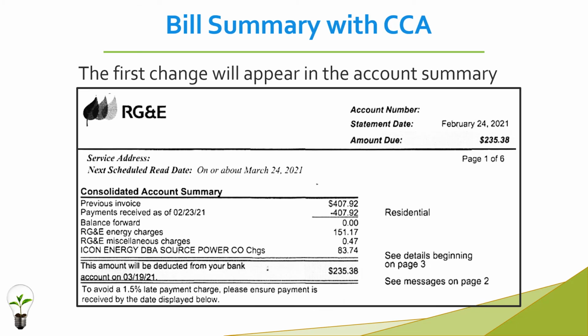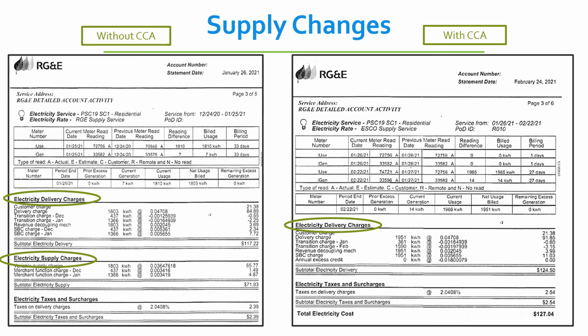So now this is what your account summary will look like if you are participating in a CCA program. You'll see that you now have a third-party supplier listed here along with the associated charges for this billing cycle. In this example, the third-party company is Source Power. This type of company is referred to as an Energy Services Company, or ESCO for short. You might be familiar with this line item on your bill if you've ever selected a third-party supplier on your own. Next, we'll see that the supply charges on your bill have moved.